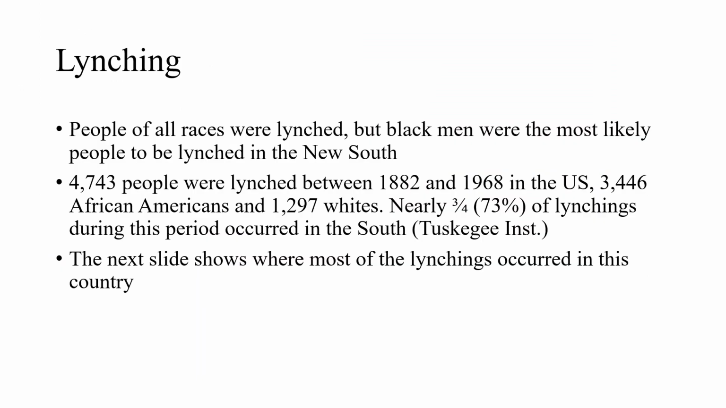People of all races were lynched, but black men were the most likely people to be lynched in the New South. Over 4,000 people were lynched between 1882 and 1968. Over 3,000 of them were African American, and over 1,200 were white. Nearly three-quarters of the lynchings occurred in the South, according to the Tuskegee Institute. The next slide will show where most of the lynchings occurred in this country.